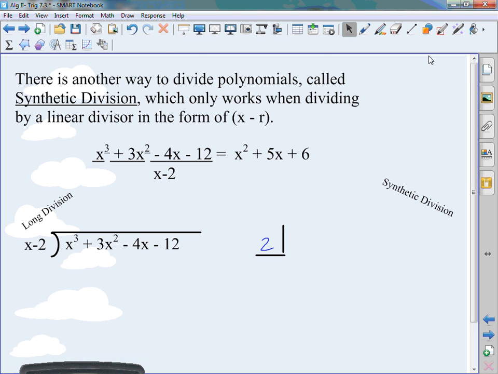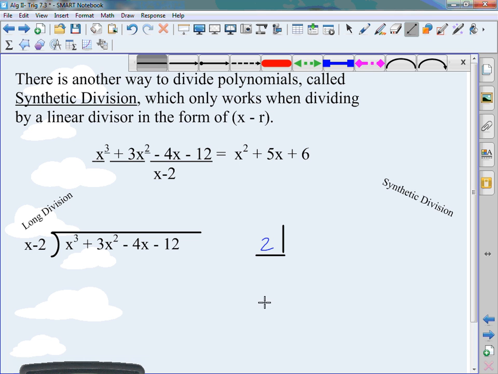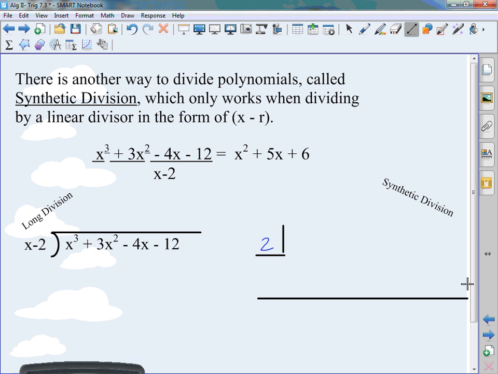There's a difference. This is the way I do synthetic division. The way you do it, or the way you're going to see it, it's just another way to do it. You have to be careful.